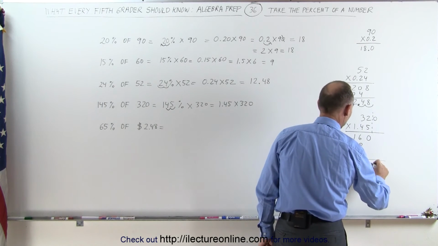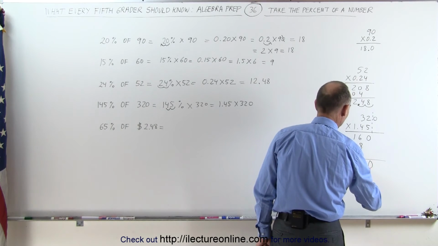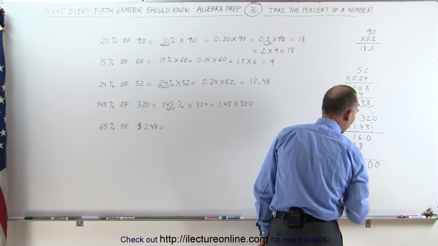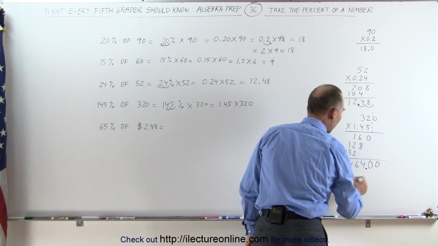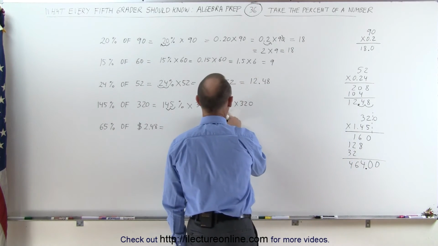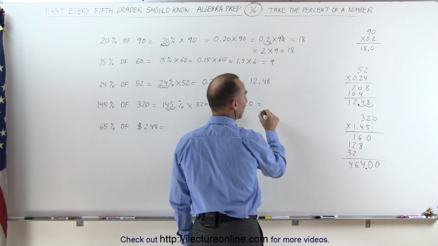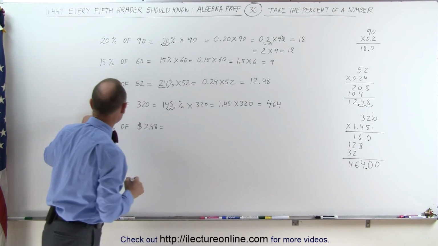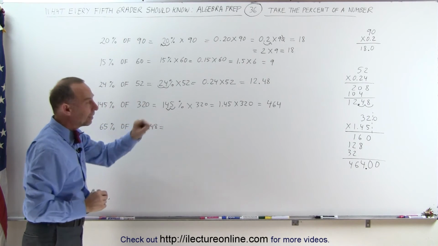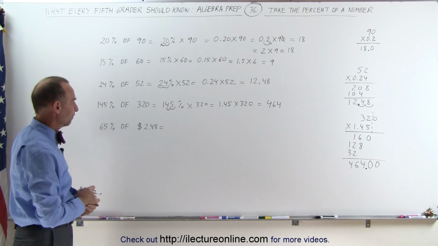Add all together, 0, 4, 1, 6, and 4. And don't forget that 0 right there. I still have 2 decimal places, so I need to put a decimal point right there, which means that 1.45 times 320 is equal to 464, which means that 145% of 320 is 464.